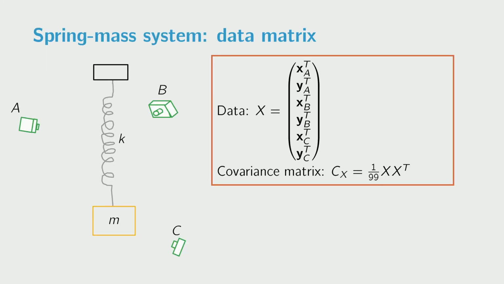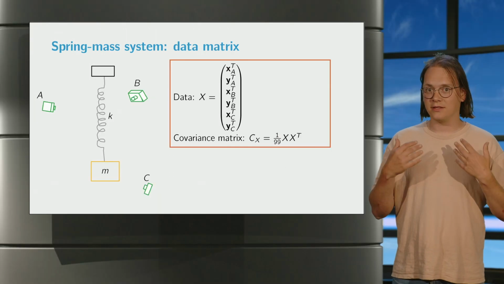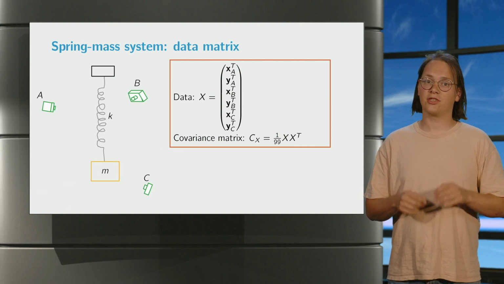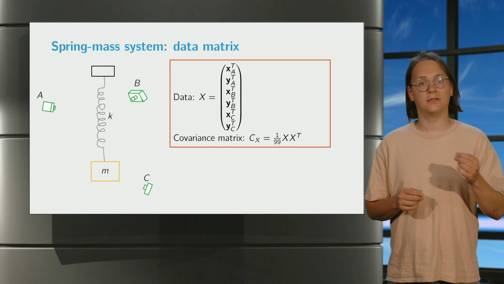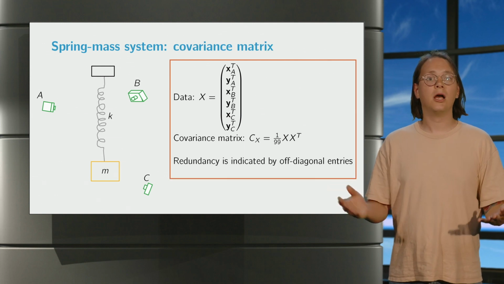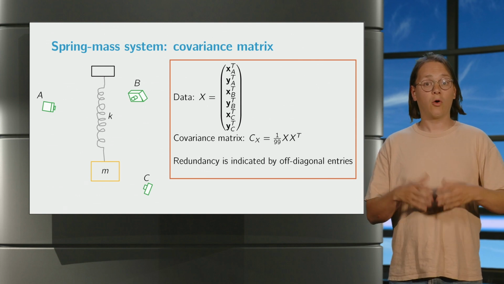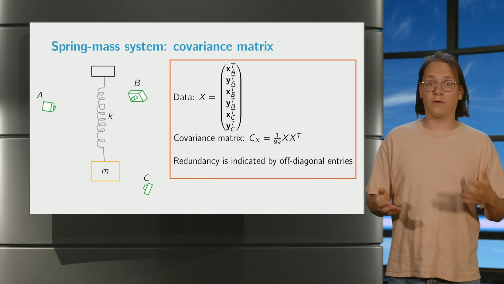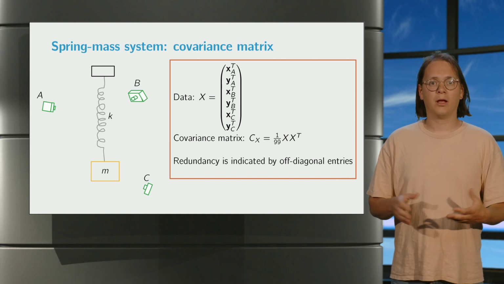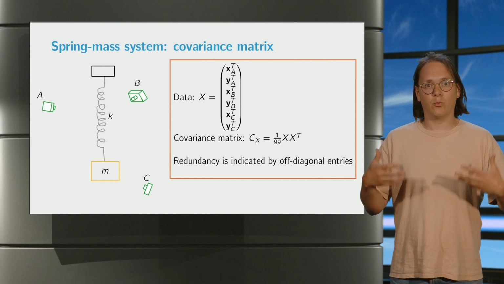Things become even simpler if we consider the matrix X, whose rows are the observation vectors. In that case, we simply consider the matrix X times X transpose. This is a symmetric matrix whose diagonal entries are 99 times the sample variances and its off-diagonal entries are 99 times the sample covariances. If our data were free of redundancy, we would get a diagonal matrix, since all covariances would be 0 and one of the diagonal entries would be a positive number while all others would be 0, since there is only movement in one direction.